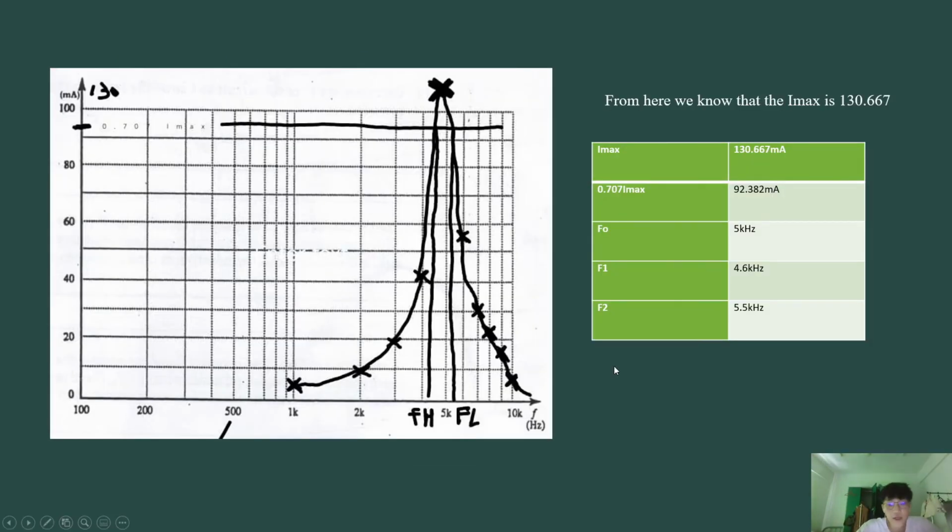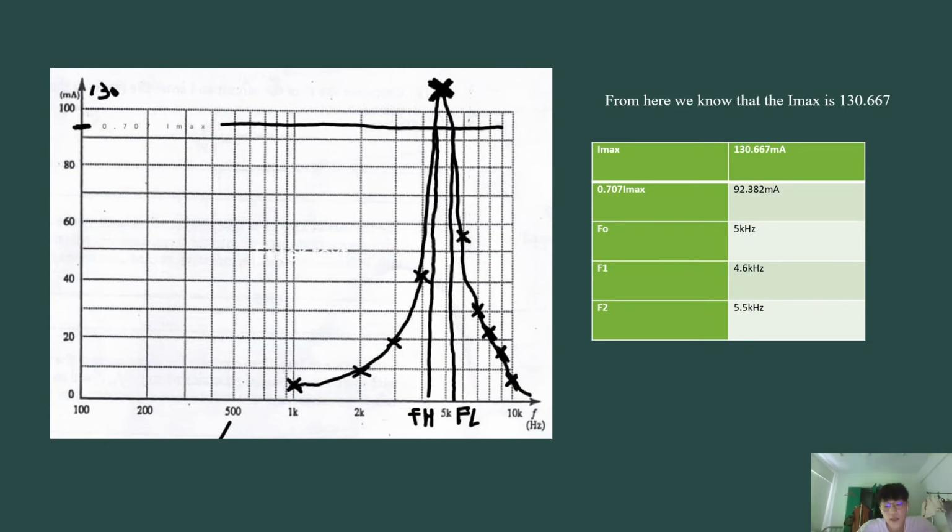So from here, we can know that the Imax is 130.667. By using the formula 0.707 multiplied with the Imax, we can know that it is 92.382 milliampere. So from the graph, we take a look at exactly 93 milliampere, and we draw a straight line across the graph that we have drawn.